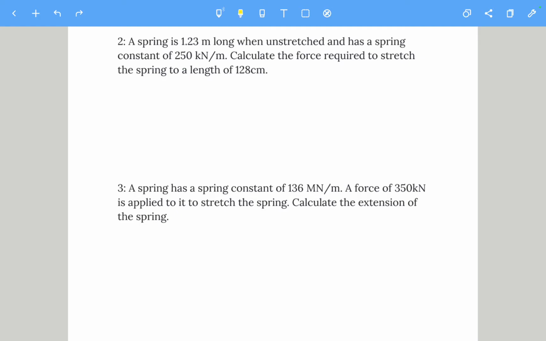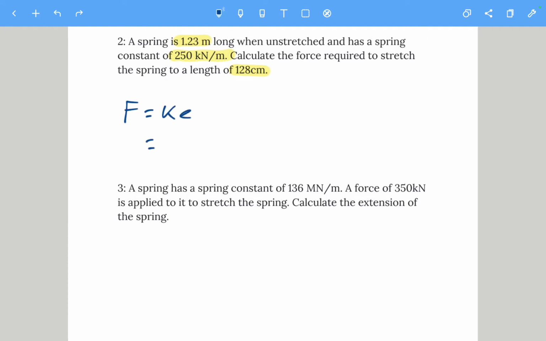So number two, a spring is 1.23 meters long when unstretched and has a spring constant of 250 kilonewtons per meter. Calculate the force required to stretch the spring to a length of 128 centimeters. So there's a couple of things that we have to do here regarding conversions. So we're calculating the force again. So force is equal to spring constant times extension.